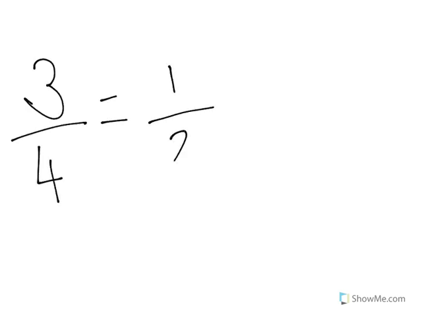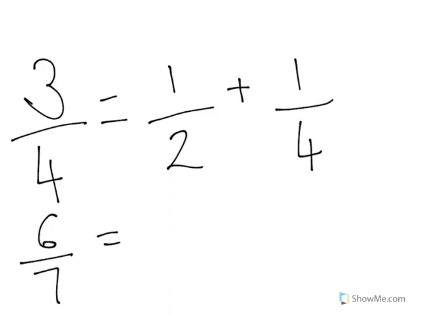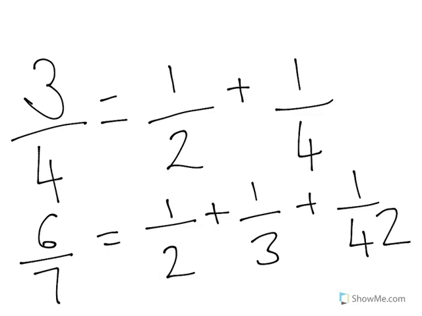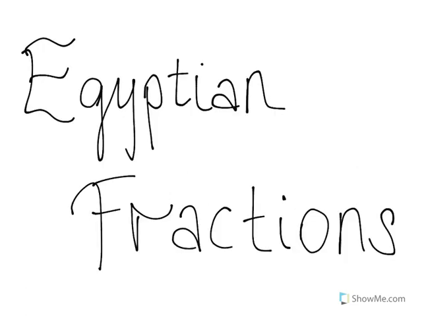In order for this to work, they wrote out fractions as a sum of unit fractions, where all said unit fractions are different. For example, 3 quarters equals a half plus a quarter. 6 over 7 equals a half plus a third plus 1 over 42. This provides a much more basic method of writing fractions, and is especially useful when comparing them.